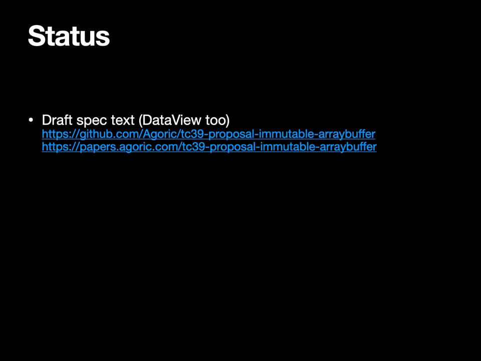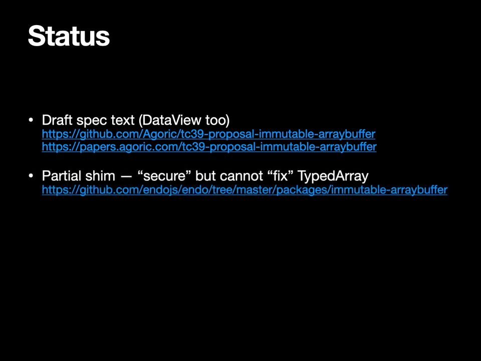The status is that we've got spec text that talks about both the array buffers and the typed arrays, as I mentioned, and also the data views. We have a partial shim, partial because of the constraints on shimming that I mentioned. It shims the immutable typed array, and it does it securely in the sense that the virtual typed array, the emulated typed array that it presents, exclusively encapsulates a genuine typed array, so that it really does prevent the underlying data from being mutated. But because the encapsulating wrapper is not a built-in array buffer, there's no practical way to create a typed array on the emulated immutable array buffer. And that is our status.